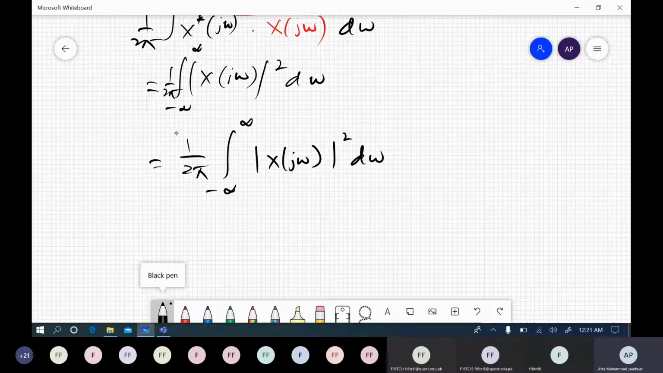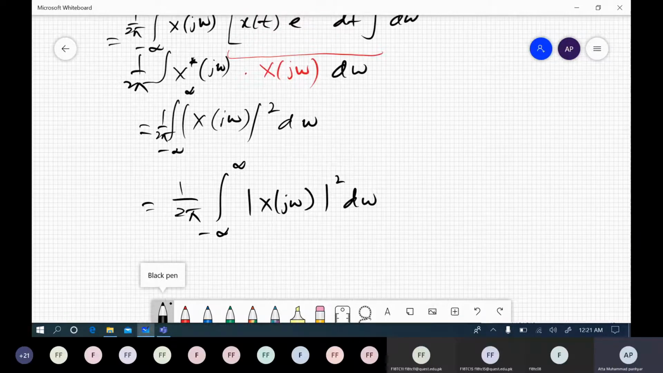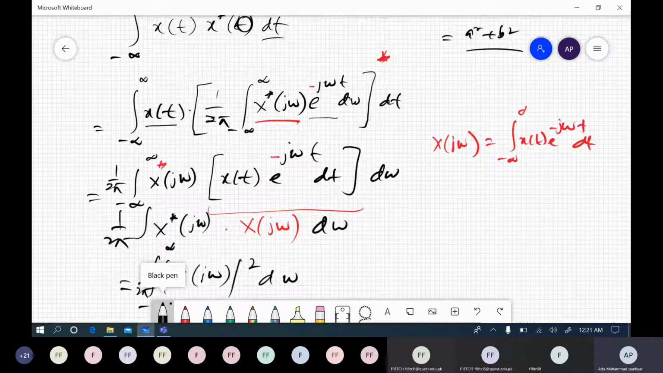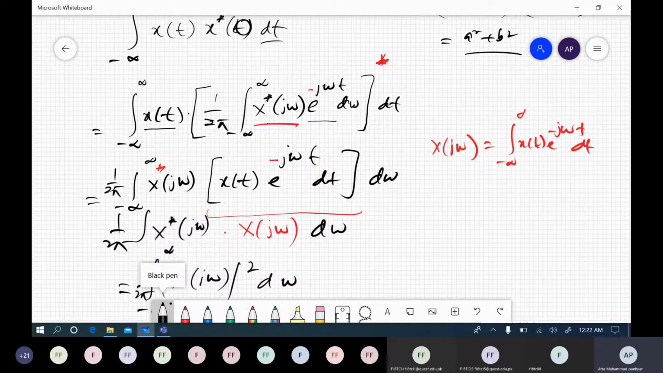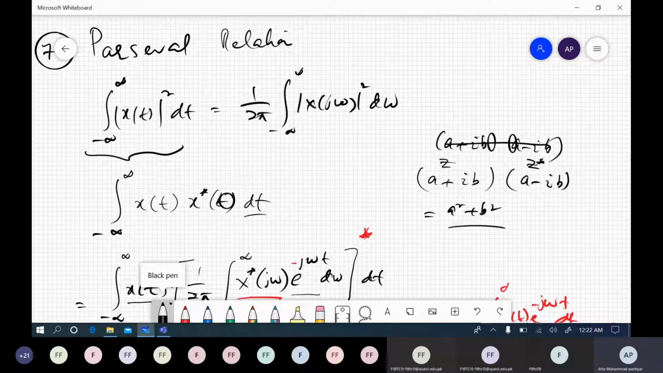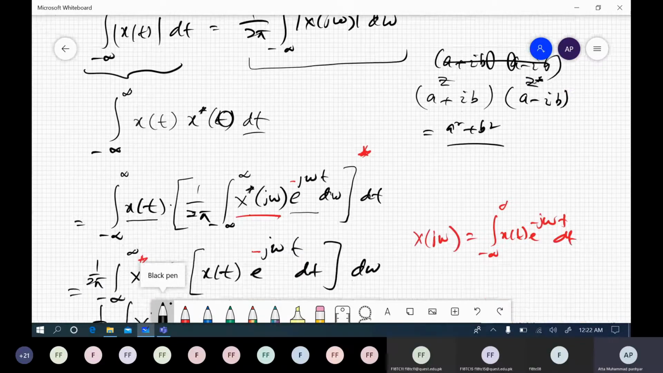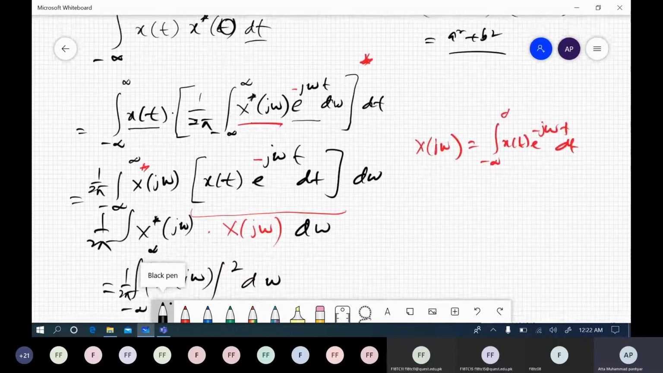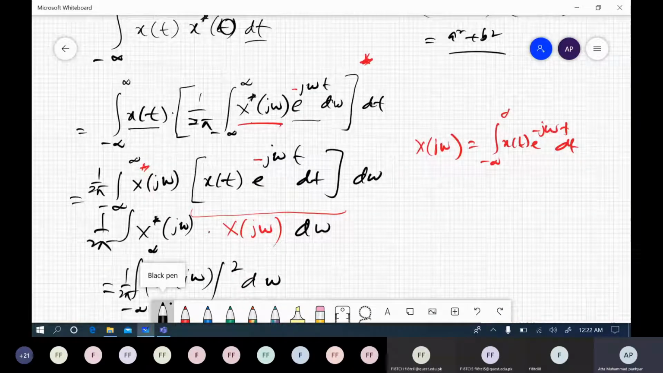Now if you remember this equation, we have seen it earlier. You can see this x of t whole square dt from minus infinity to infinity is equal to this relation, and now we have derived this relation successfully here. So this relation is true.